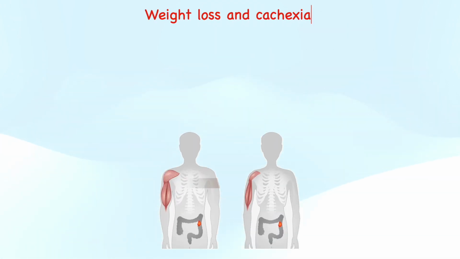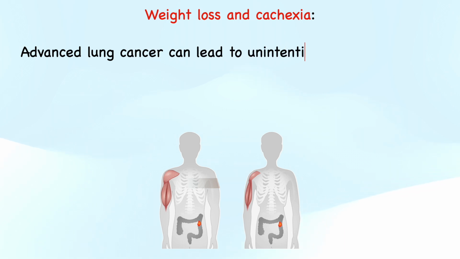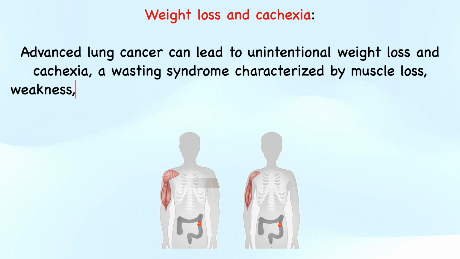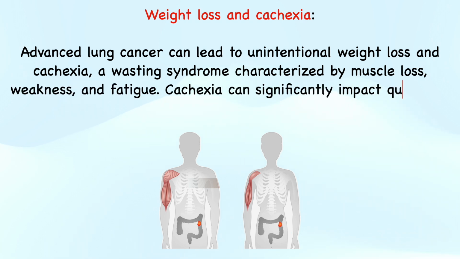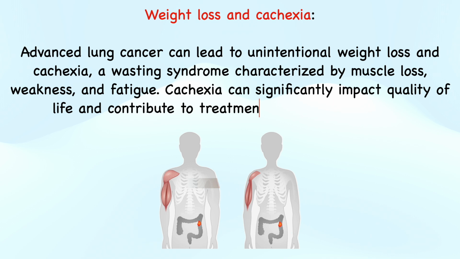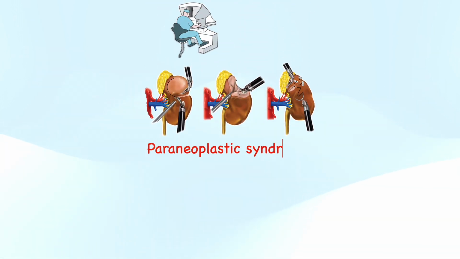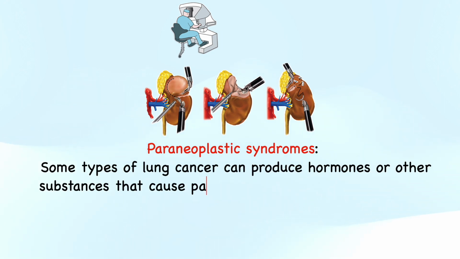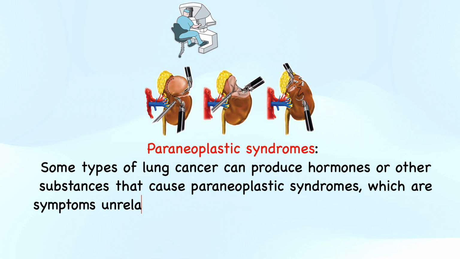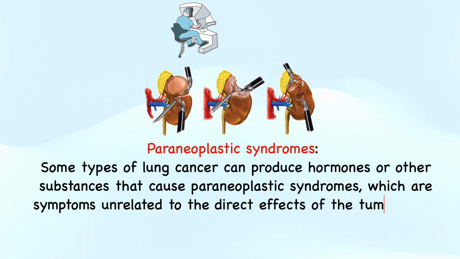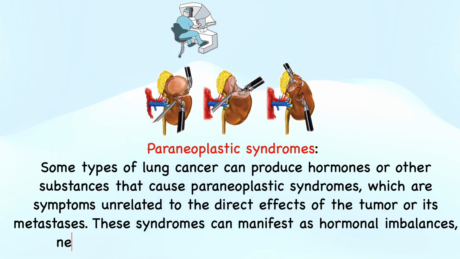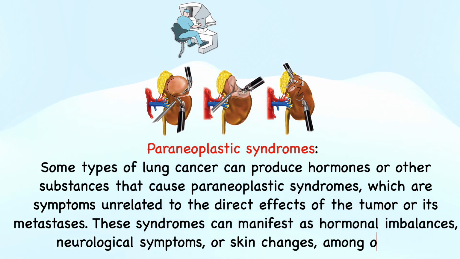Weight loss and cachexia. Advanced lung cancer can lead to unintentional weight loss and cachexia, a wasting syndrome characterized by muscle loss, weakness, and fatigue. Cachexia can significantly impact quality of life and contribute to treatment-related complications. Paraneoplastic syndromes. Some types of lung cancer can produce hormones or other substances that cause paraneoplastic syndromes, which are symptoms unrelated to the direct effects of the tumor or its metastases. These syndromes can manifest as hormonal imbalances, neurological symptoms, or skin changes, among others.